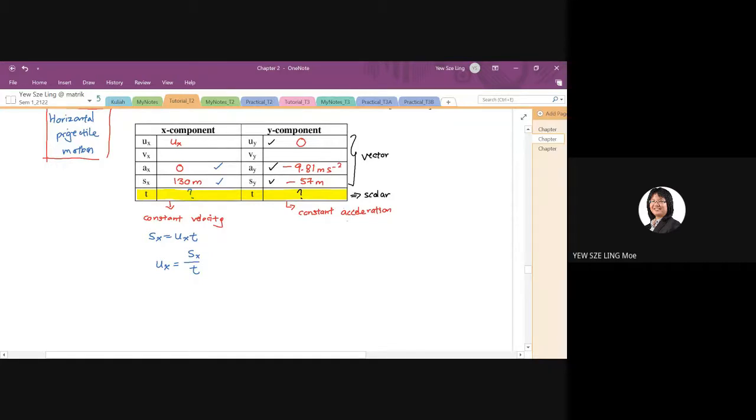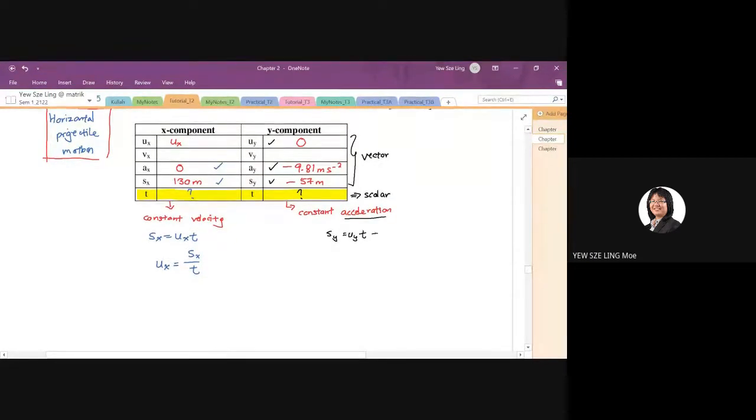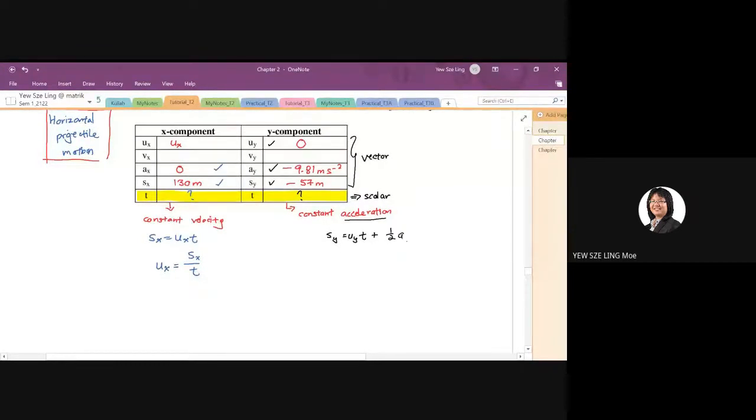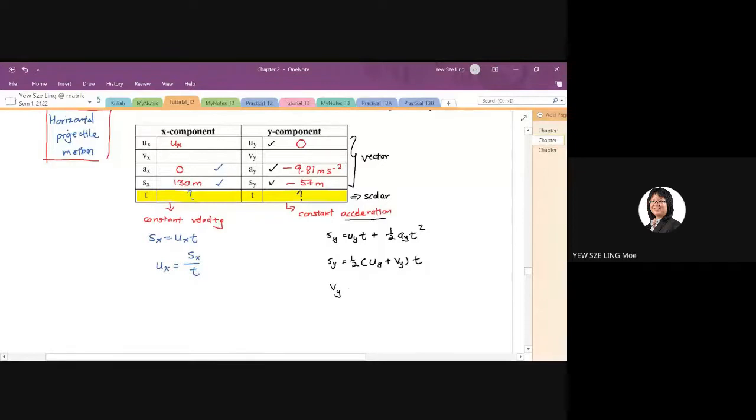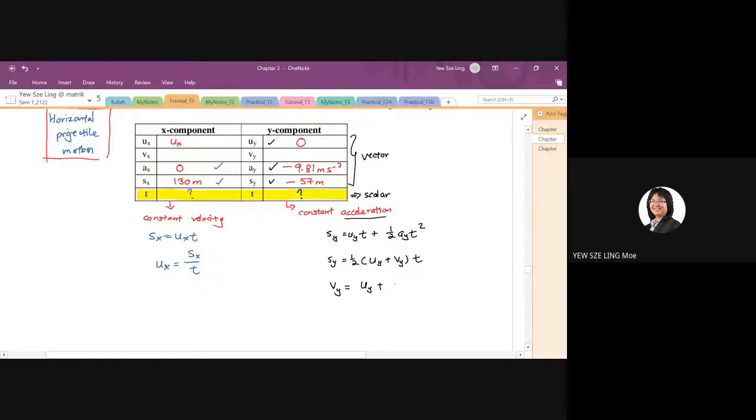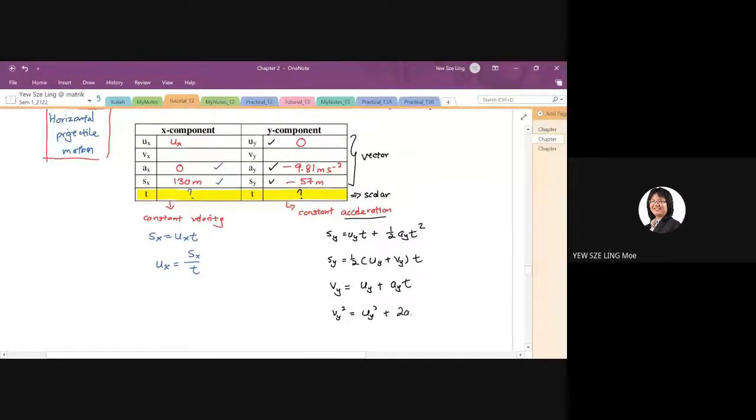So y component, because of constant acceleration, you can apply the four linear equations, which is sy equals to uyt plus 1 over 2 ayt squared, sy equals to 1 over 2 (uy plus vy)t, and then vy equals to uy plus ayt, and the last one vy squared equals to uy squared plus 2asy. So you have these four equations that can be used for y component.